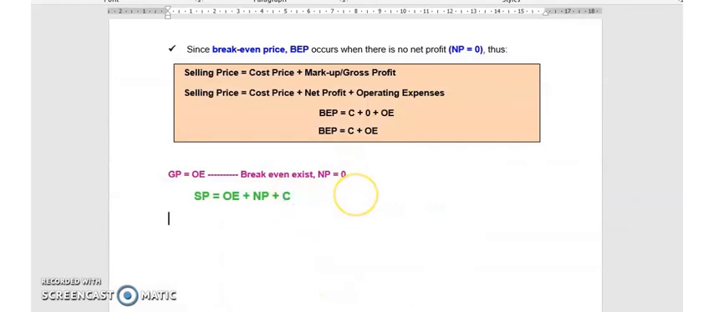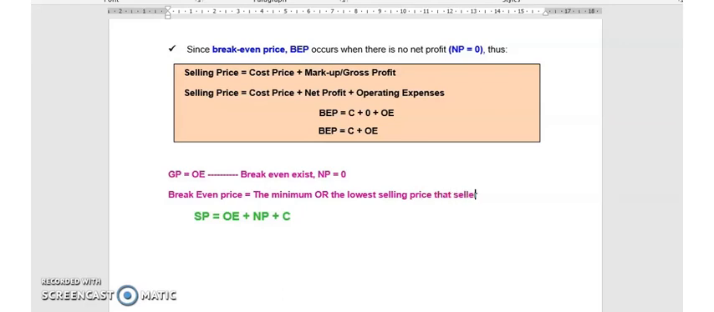Now we want to know the minimum selling price. Before that, I explain break-even price here. Break-even price is the minimum or the lowest selling price that the seller can offer to the customer to avoid any loss.